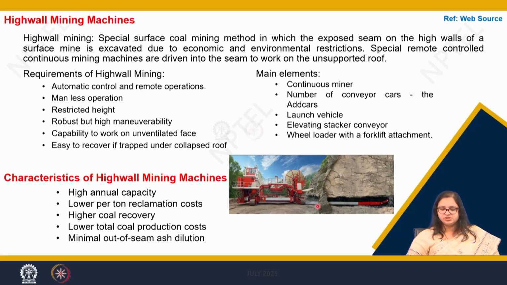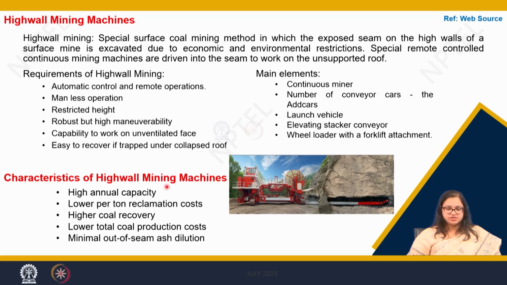Then there is a launch vehicle. So you can see there is a launch vehicle which is stationed outside the cliff. There is an elevating stacker conveyor, and there is a wheel loader with a forklift attachment. So the wheel loader with forklifter, you cannot see here. So this is the wheel loader, and the forklifter is somewhere here.